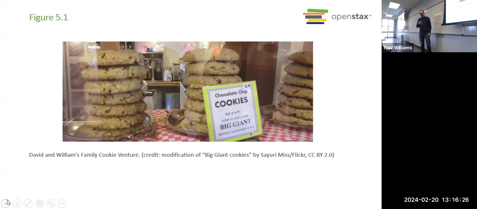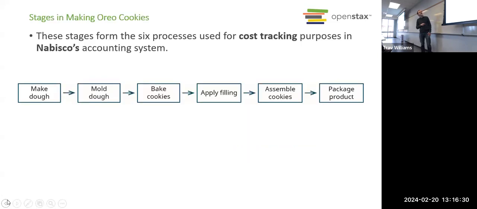So let's look at an example that would be process costing. Everybody's probably familiar with Nabisco. They make Oreos and lots of other cookies. So they make cookies by the millions, right? That would definitely be a situation where you'd use process costing. And look at all the different departments that might be involved.